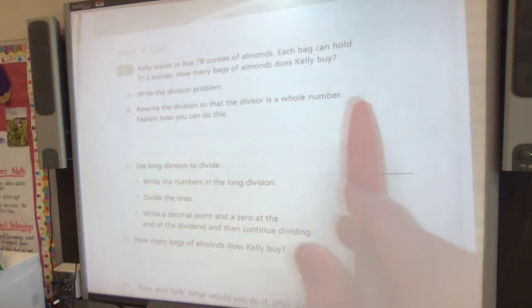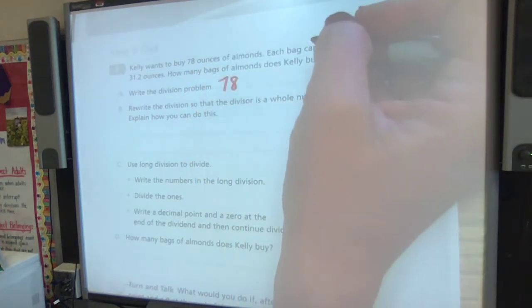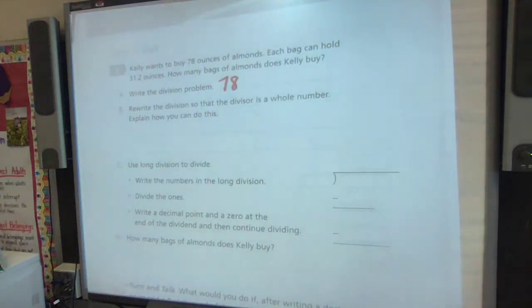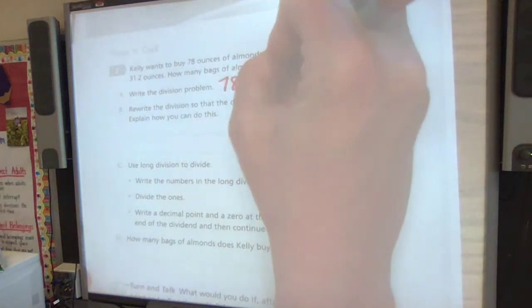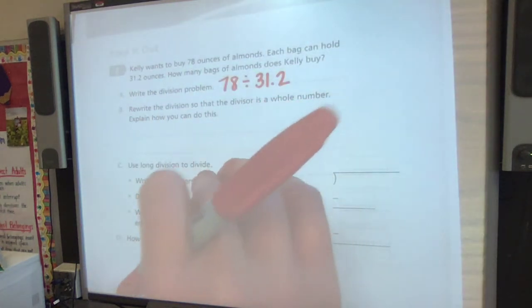Write the division problem. So she wants to buy 78 ounces. And every bag is 31 and 2/10. This bag is 31, this bag is 31, 31, 31. I want to know how many bags. So I'm going to divide that to see how many bags she's going to get.